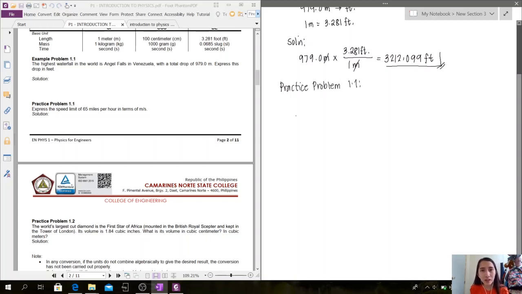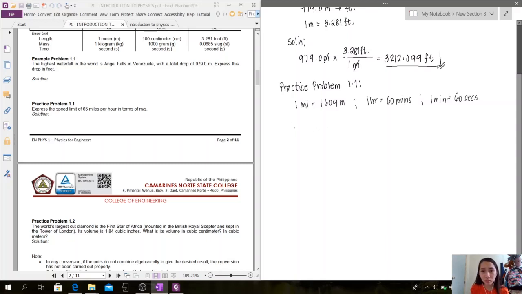So, if your answer is 29 meters per second, your answer is correct. So, how did we arrive at that answer? We know that 1 mile is equal to 1,609 meters. 1 hour is equal to 60 minutes. And 1 minute is equal to 60 seconds.